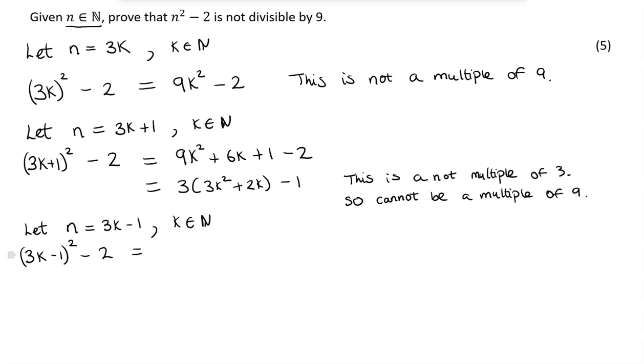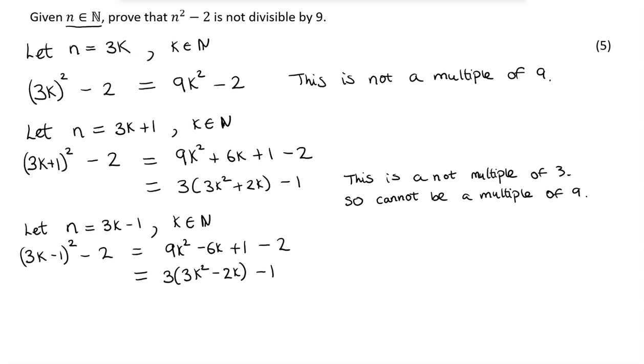So if we expand the bracket there for 3k minus 1, you'll get 9k squared minus 6k plus 1. Don't forget to take away 2. Sometimes people forget, do the expanding part, but then just forget about these constants at the end. And what I'm going to do again is take out a factor of 3 for the first two terms.